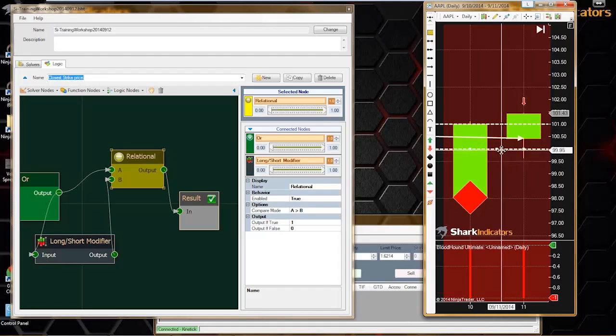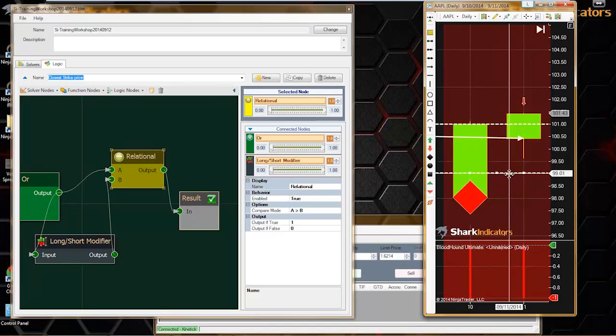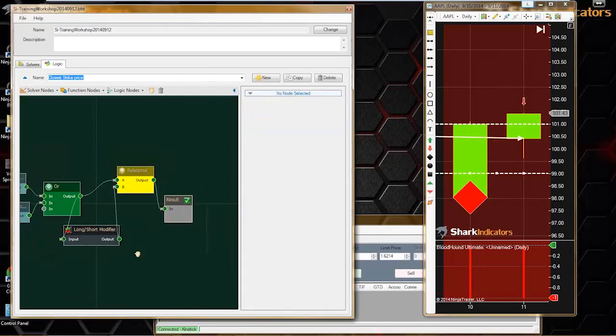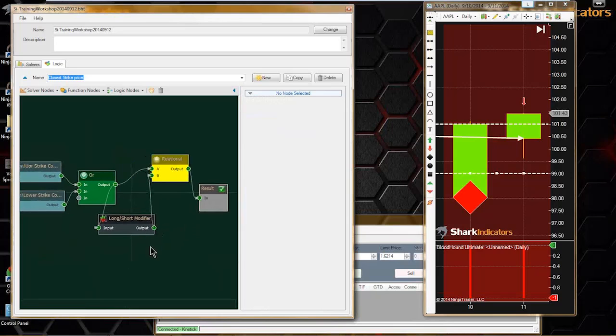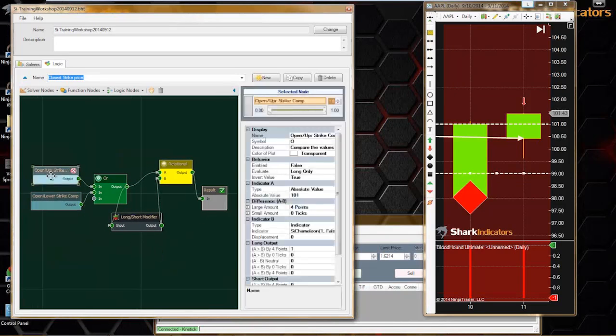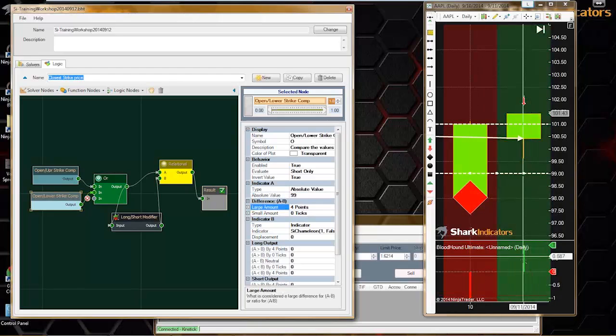What if we take the lower strike price and let's say we move it down to 99 right there? What I'll need to do is go into the solvers here and adjust my strike prices accordingly. Remember, this solver below here is looking at the lower strike. So I'll change this from 100 to 99. And look, see how the output now is telling us that the upper strike price is closer by giving us a long output.